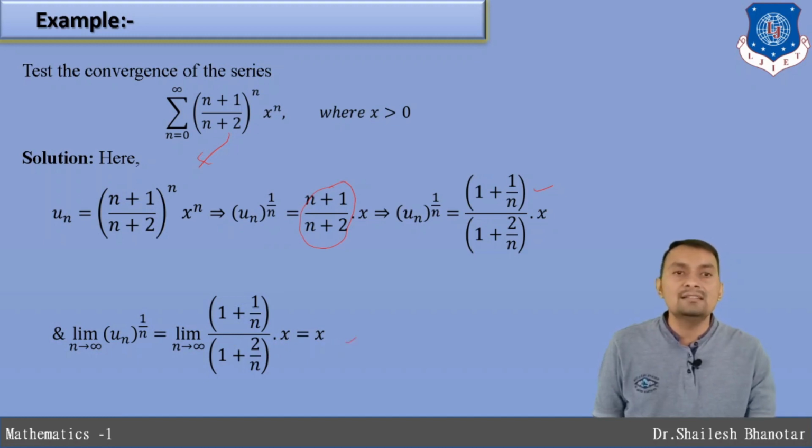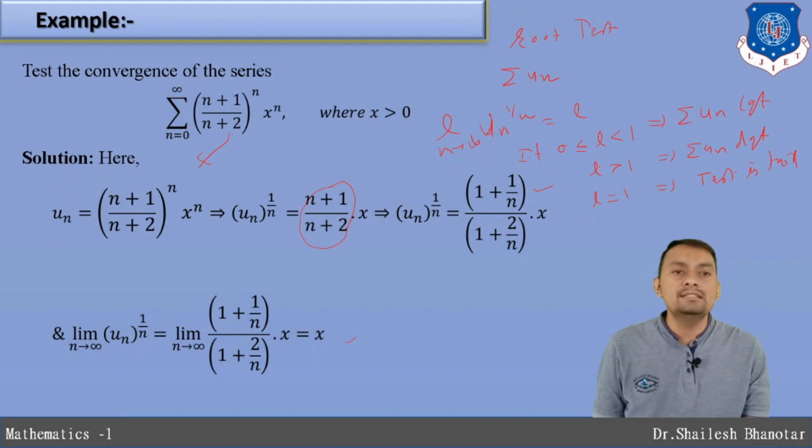But the root test is there, so let us first recall the root test. Whenever we have a given series, and we take Un raised to 1 by n, and the limit as n tends to infinity, and you get the answer L, then the first condition says that if 0 less than L less than 1, the series is convergent. If L is greater than 1, the series is divergent, and if L is equal to 1, then the test fails.